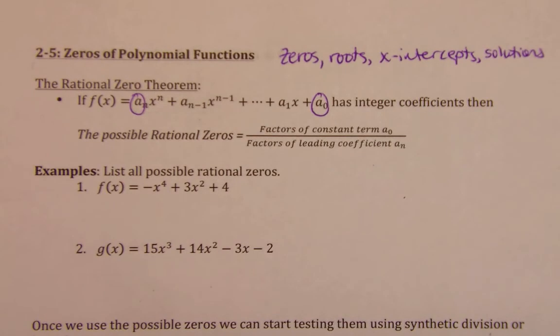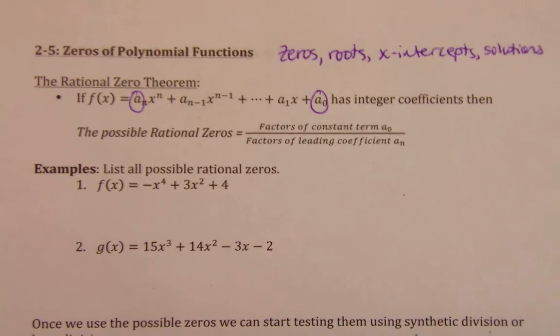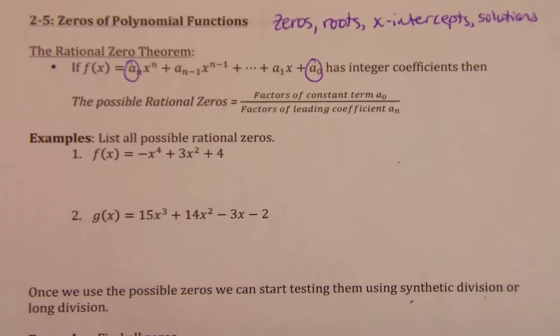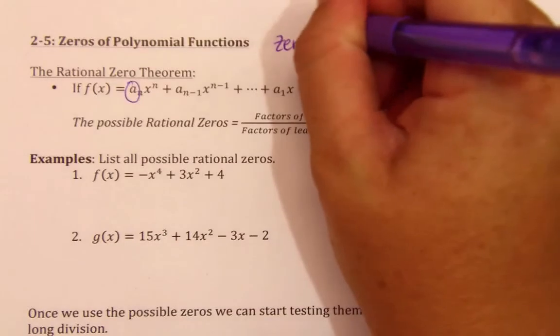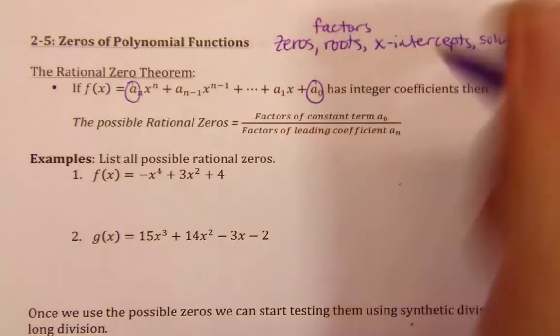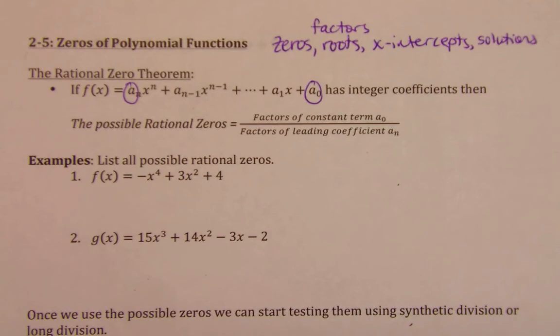So looking at this first example, it says list all of the possible rational zeros. So we're only looking at the possible ones. We're not looking at which ones are actually roots of our polynomial, or in other words, factors. Another term we could add here is factors. Okay. We only want to know which ones are the possible roots, not which ones actually are roots.